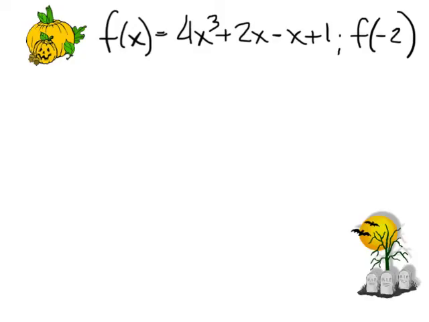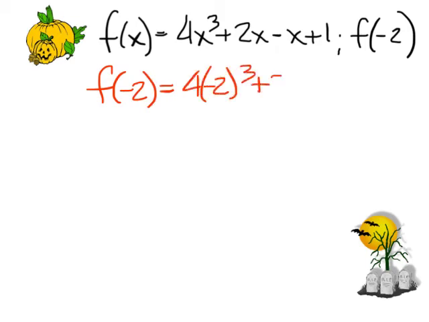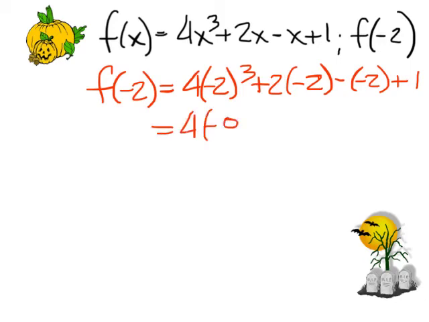Practice problem number 5. So f of negative 2 is going to be 4 times negative 2 cubed plus 2 times negative 2 minus a negative 2 and then plus 1. Negative 2 cubed is negative 8. And 2 times a negative 2 is negative 4. Your double negative there becomes plus 2.